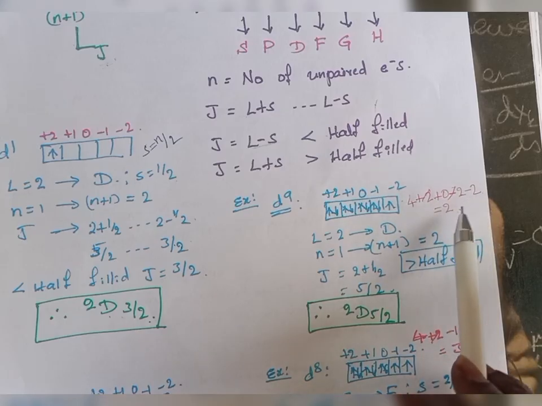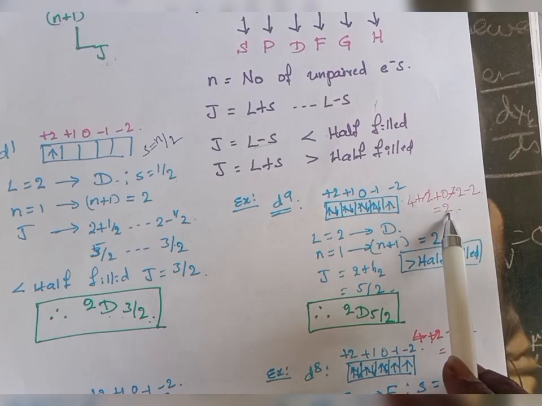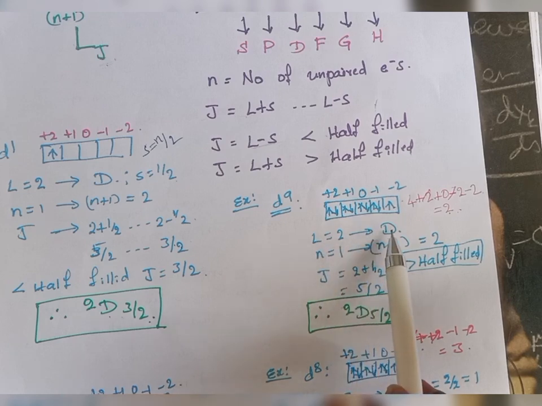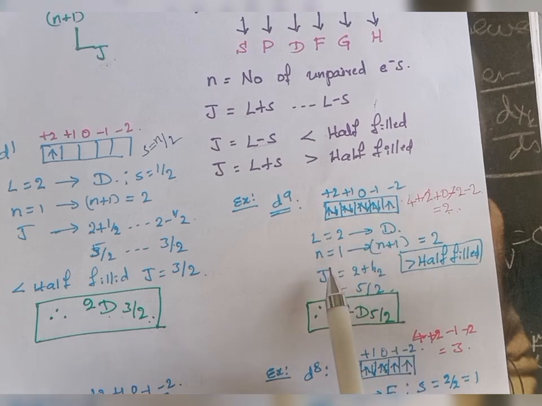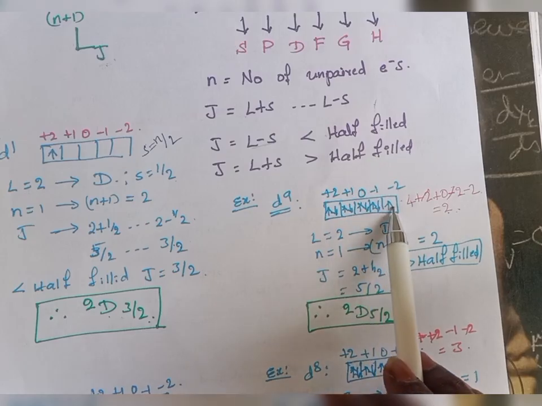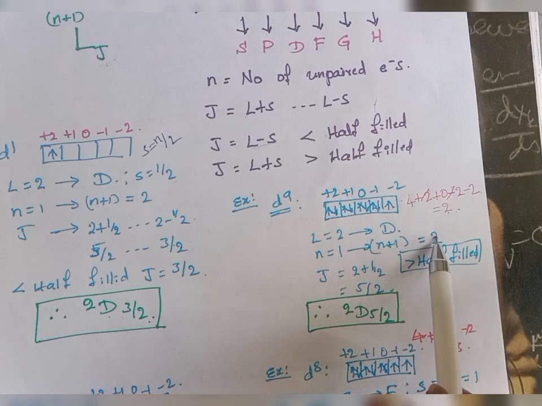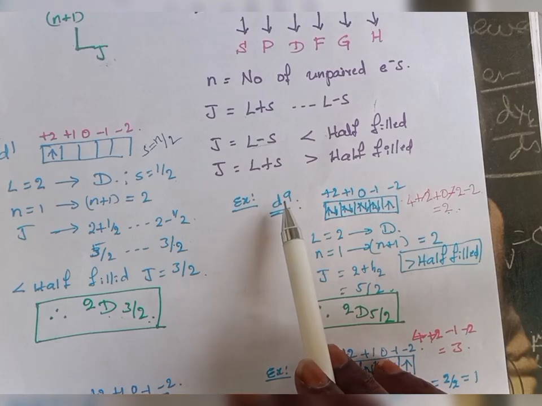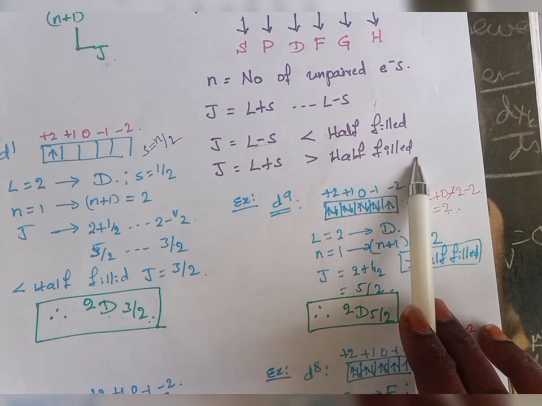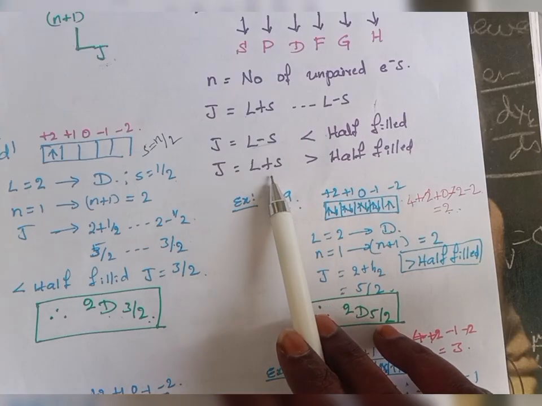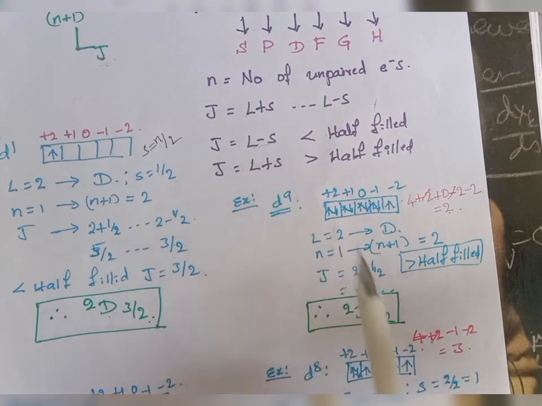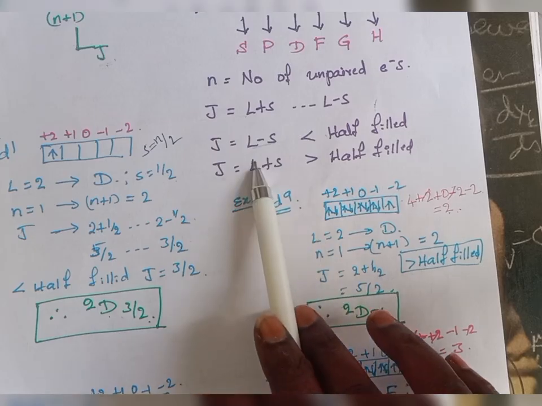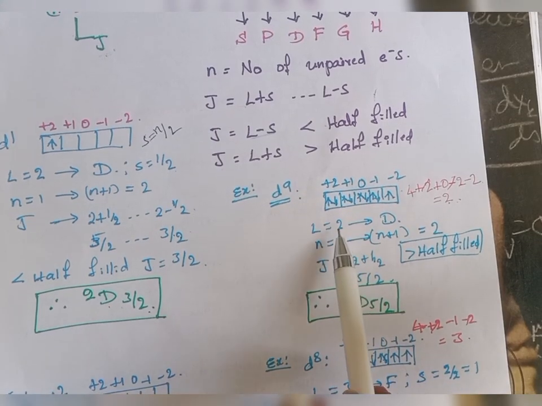By doing the calculation, we get the L value as 2. So L is 2 and the term symbol will be D. And n, the number of unpaired electrons, is 1, so n plus 1 is 2. And for the J value, d9 is a greater than half filled configuration, right? So the highest J value, L plus S, will be taken as the ground state term symbol. So L plus S. So what is L actually? 2.